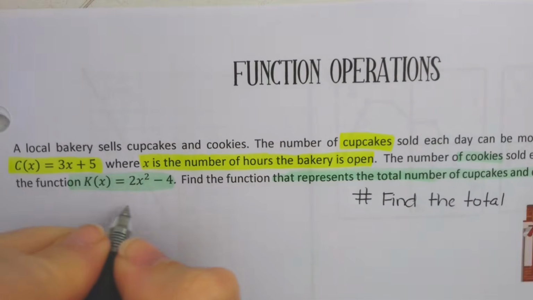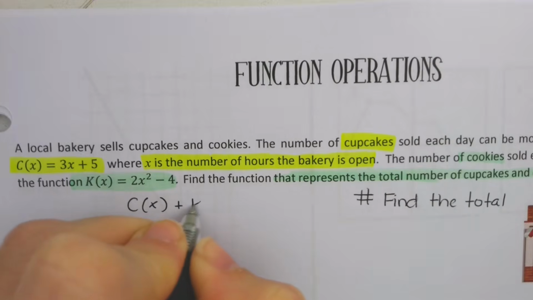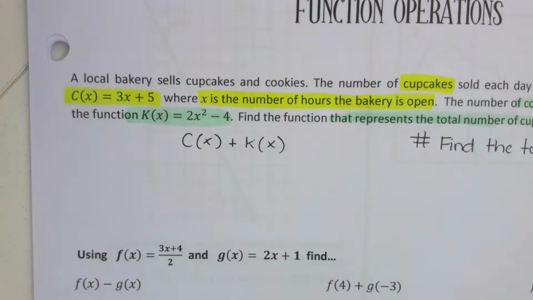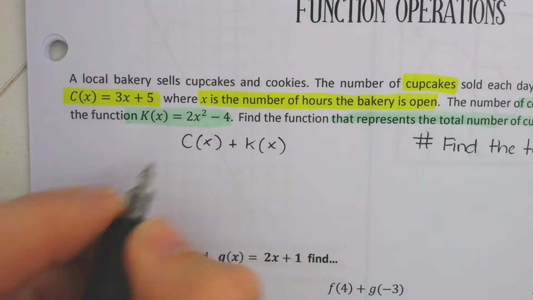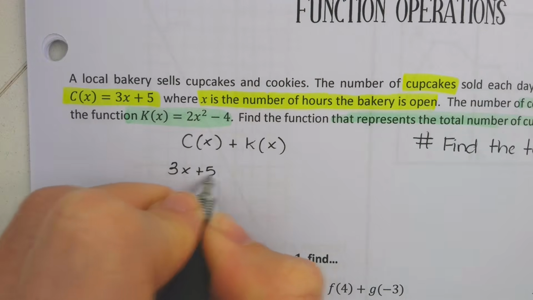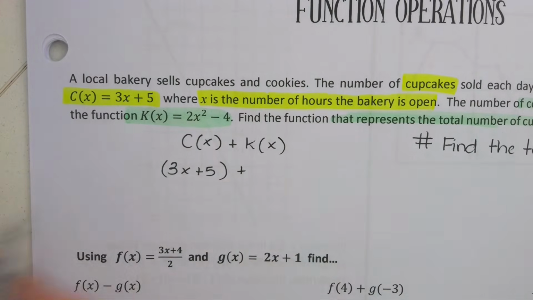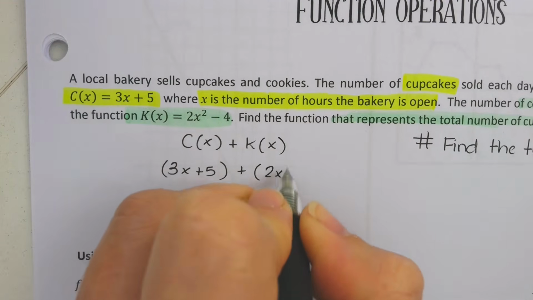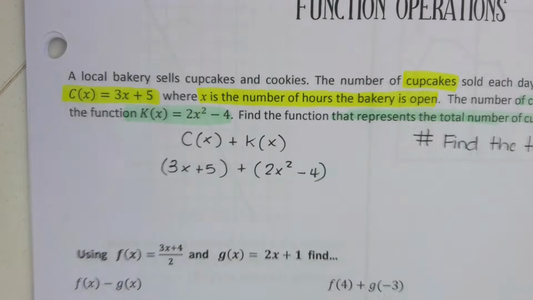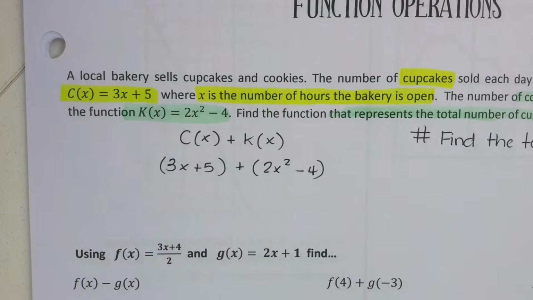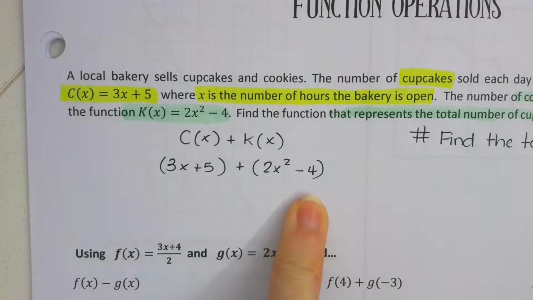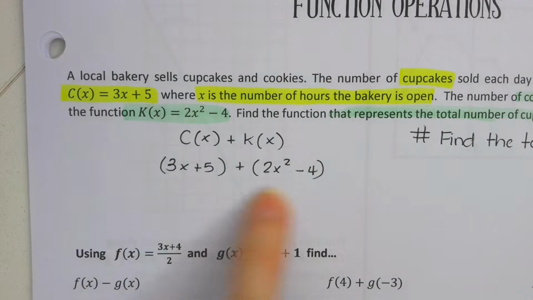So I need to add C of x plus K of x. Adding those two together, I'm going to write the right part of the function out. So cupcakes was 3x plus 5, plus the cookies one, which was 2x squared minus 4. When you add two binomials, does anyone remember if the parentheses are actually doing anything when you're adding? Is it important to have the parentheses? No. We're really going to drop these parentheses and combine some like terms.